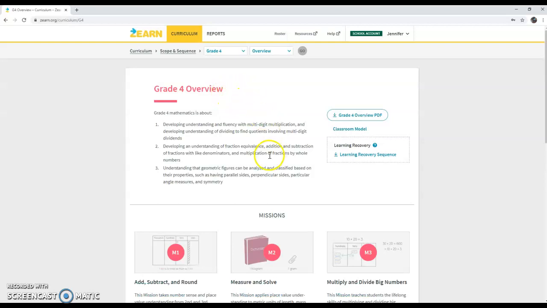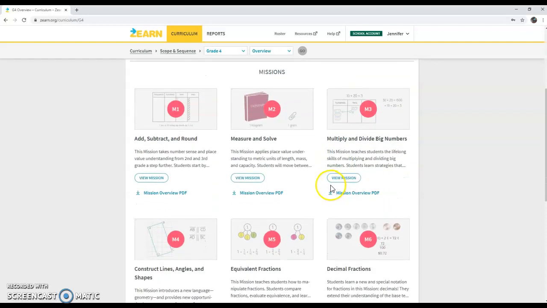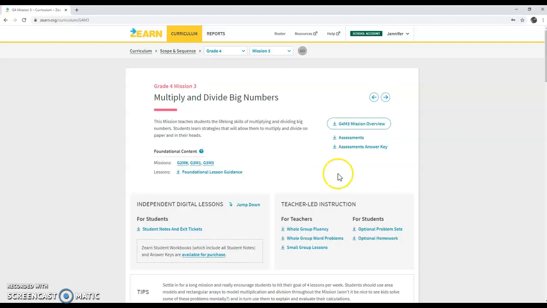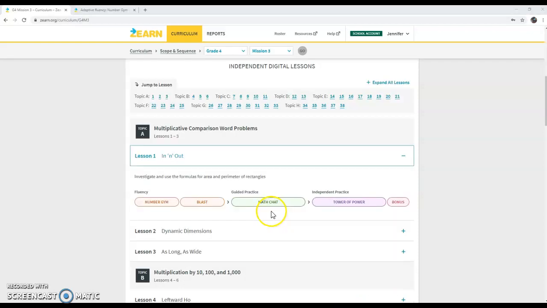They give you an overview of all of the content that should be covered by 4th grade students. Again, this is standard based. So if you were to click one of the missions, you can have access to problem sets that are standard based, homework that's standard based, whole group word problems, fluency, small group lessons, and even exit tickets that support the content that you're teaching.